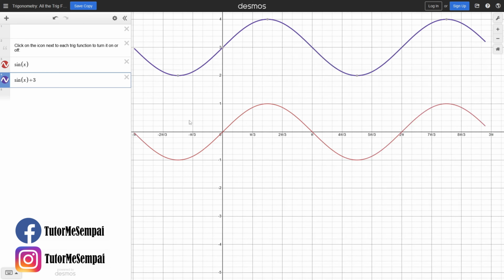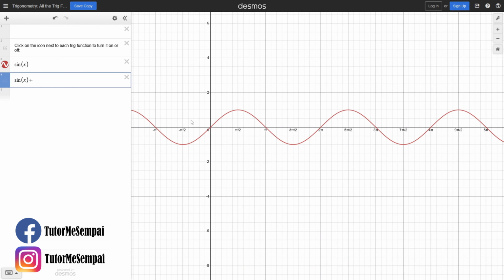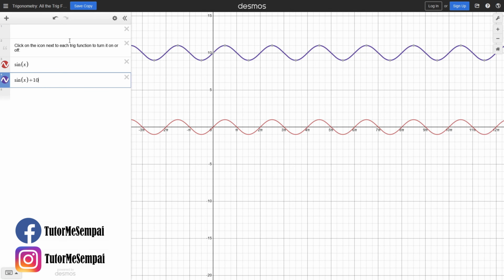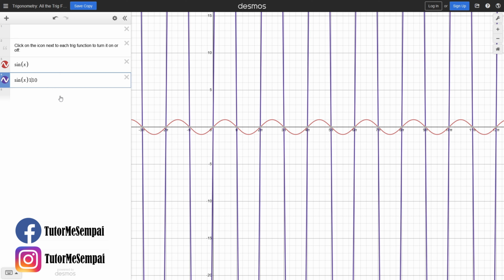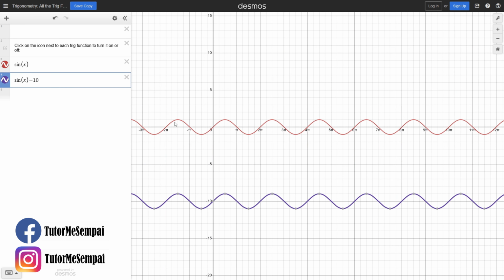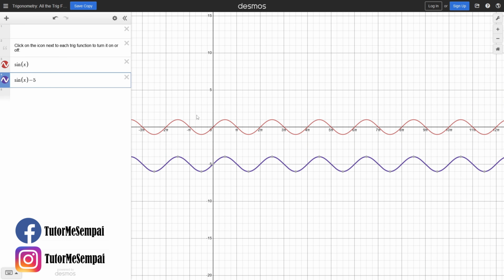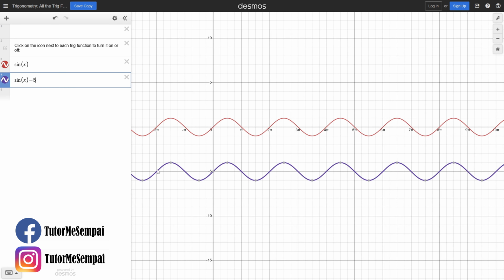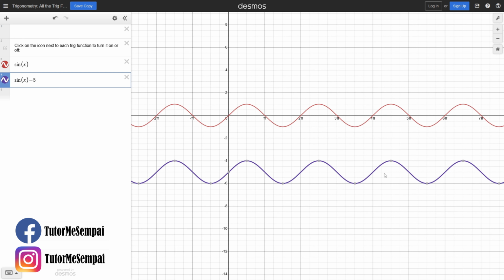Up 2, up 3, up 4, up 10. You're just shifting the entire graph up that much. And you can do the same thing down. So negative 10, negative 5. It's the same thing. All you're doing is shifting it up and down. You're not changing the period. You're not doing any left or right. You're not changing the amplitude. Yes, you do have new max and new mins, but that's because you shifted the entire graph up and down. So this is going to be your vertical shift.